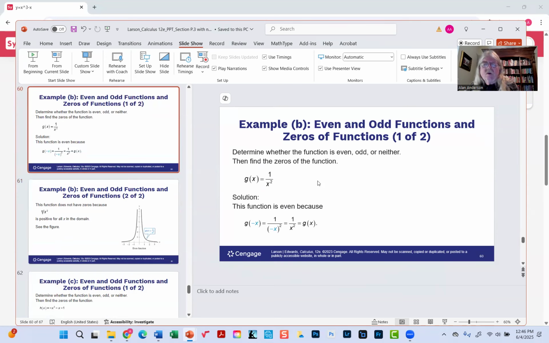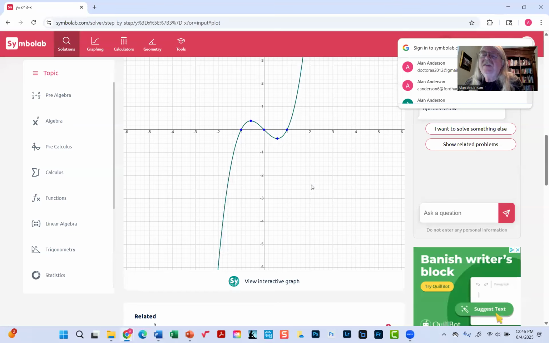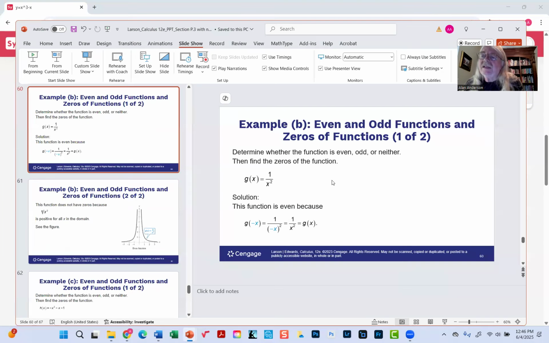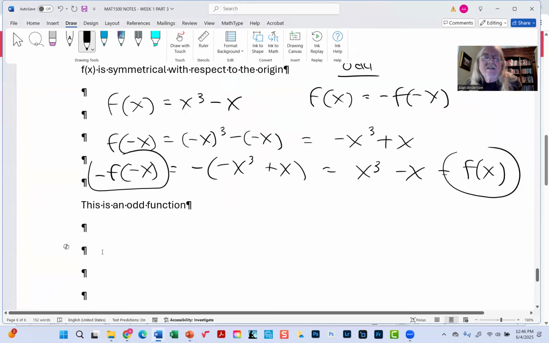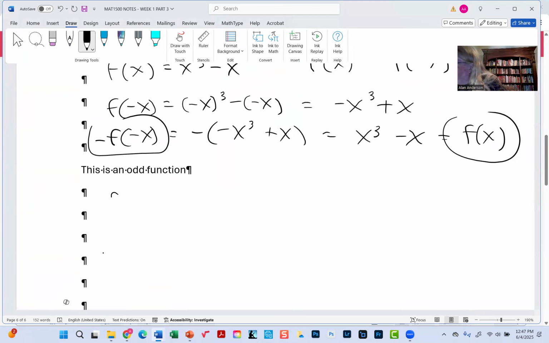Now, here's an interesting one. 1 over x squared. They want to know if it's even, odd, or neither. Well, the fact that there's an x squared in here means that if it is one or the other, it's going to be even. Okay, that's one way. So we're not going to bother testing it for odd, because we know it's not odd.